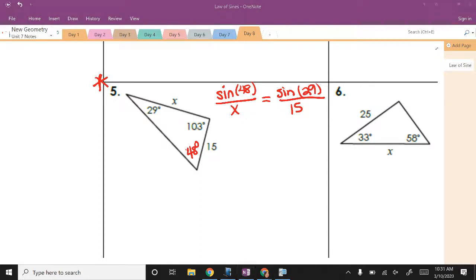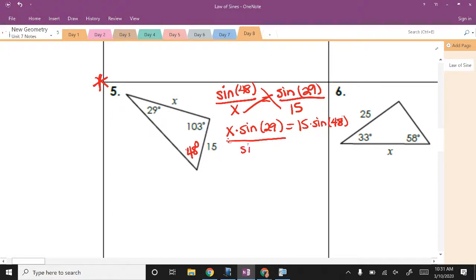So cross multiply. On one side, you'll have X times sine of 29 equals 15 times sine 48. Then what do you do? Okay, let's divide by sine 29. And what do we get in a calculator? Did it round to 23? Yes, 23.0. All right.